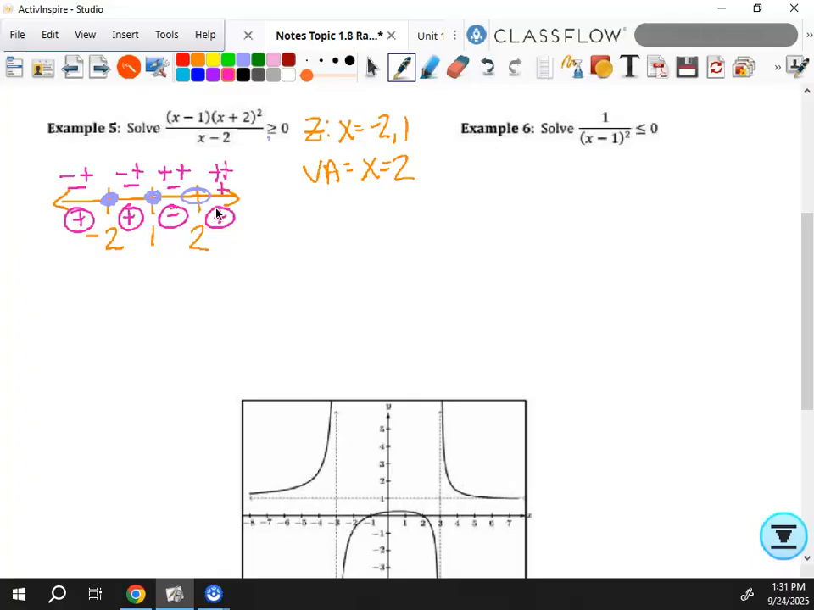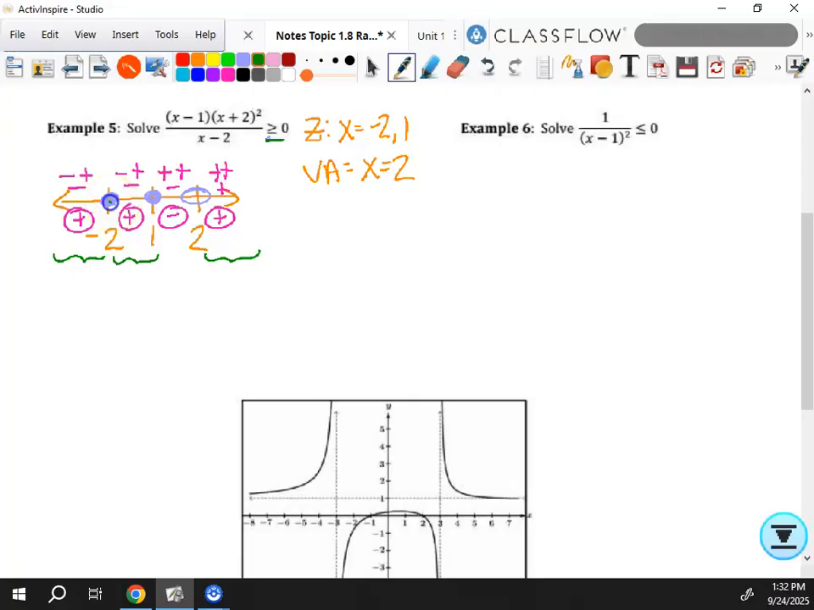All right. So do you agree with me? I got positive, positive, negative, positive. Okay. Any questions on that? All right. So then I am looking for when the function is greater than or equal to. So I'm looking for the positives here. Okay. There are my 3 little positive parts.